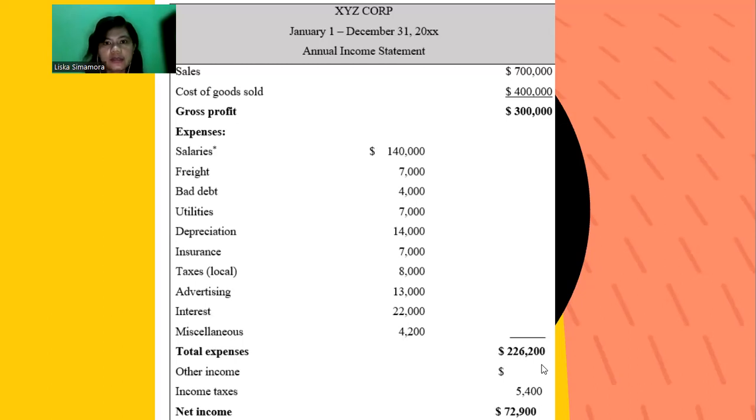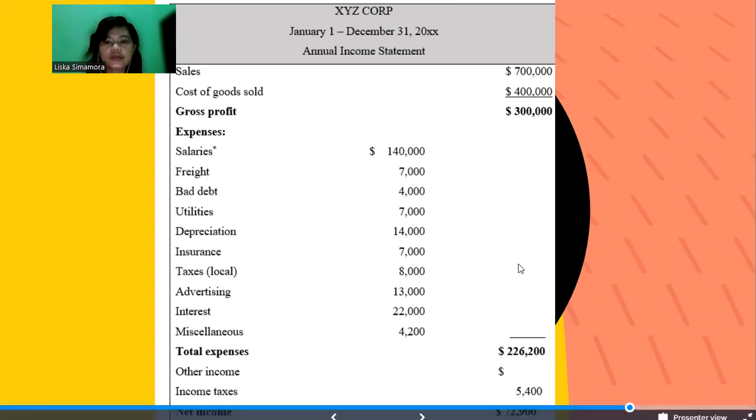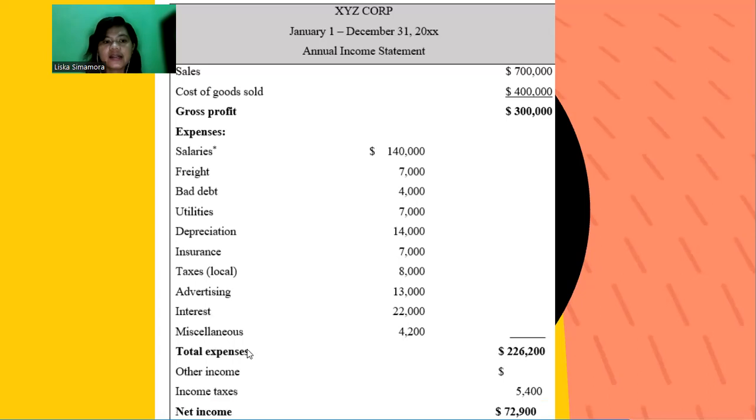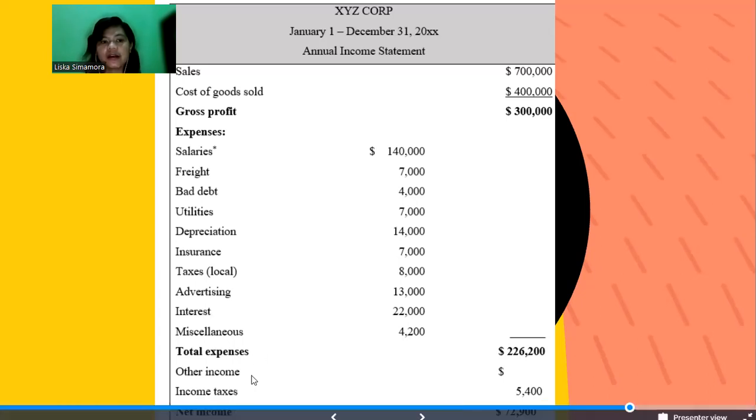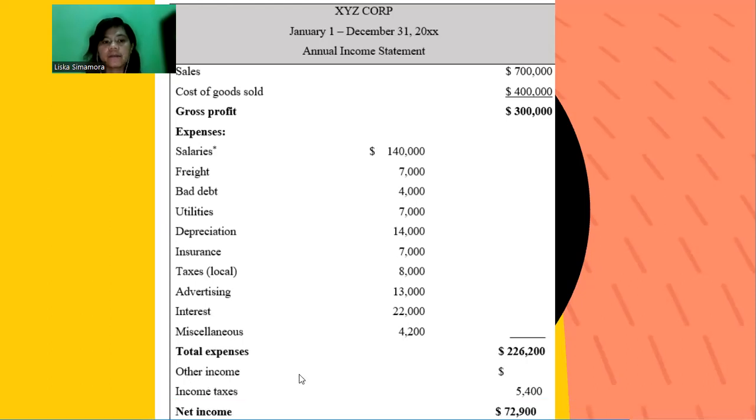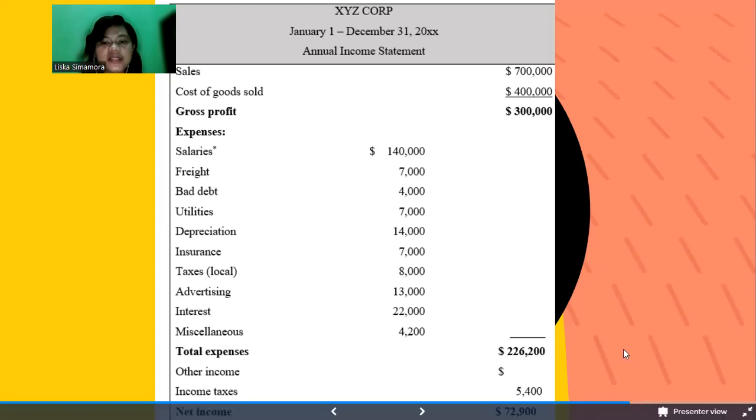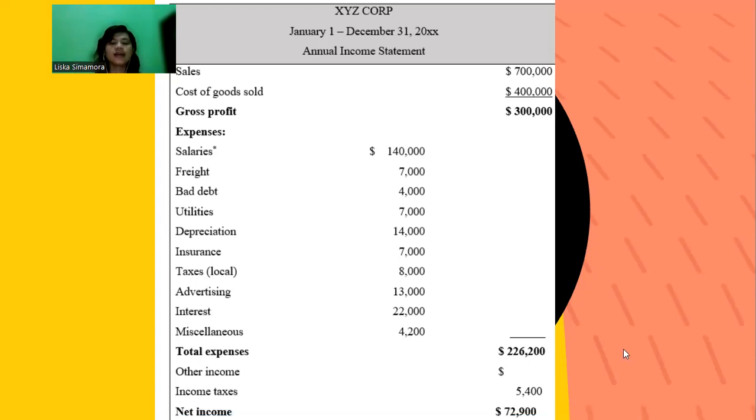Okay, and next we see the total expenses. Okay, total expenses, this one I have mentioned, and other income. Other income such as income taxes. Okay, it means the expenses for other income. Okay, so they have the income taxes 500 and 5,400. So the net income they have is 72,900. Okay, so that is the net income of this company. Okay, you can process the information.